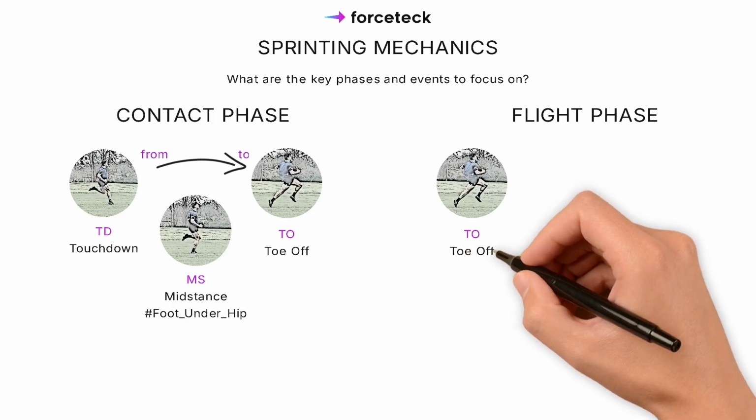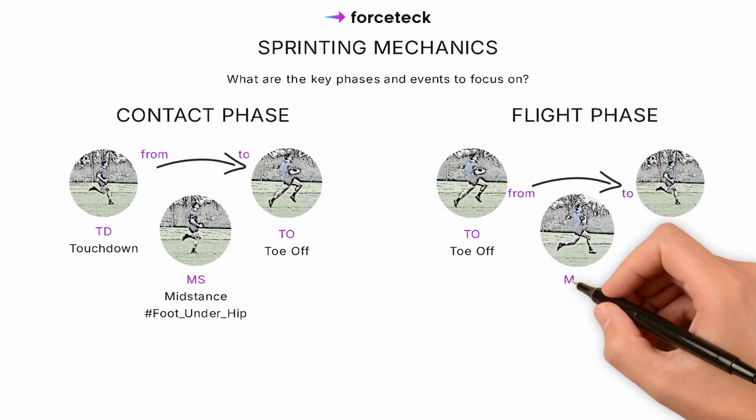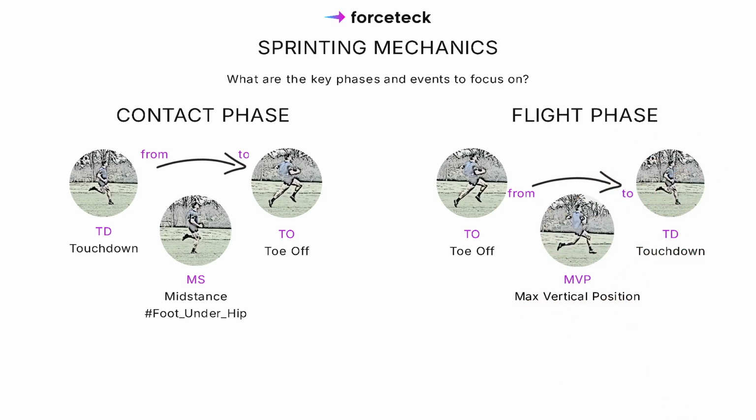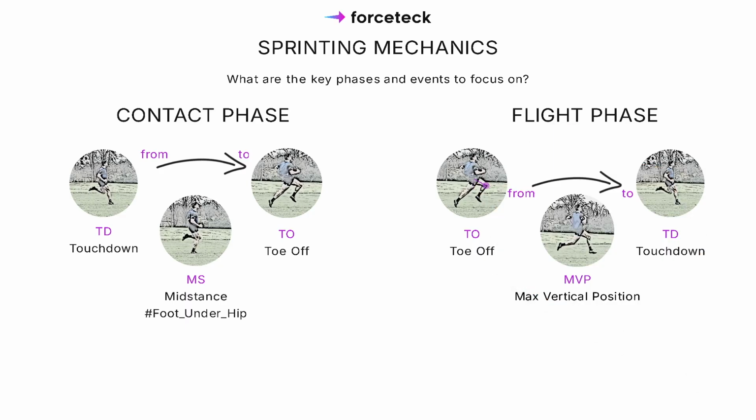During this time, the athletes reach their maximal vertical position, or MVP, and block their thigh at the highest point. The MVP occurs when the centre of mass reaches its highest vertical position. The thigh block happens when the hip flexion angle is greatest, causing the knee to reach its highest vertical position.